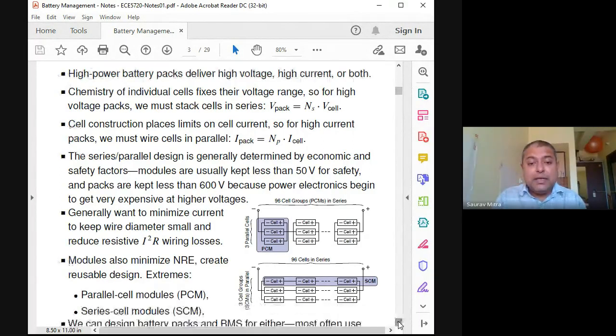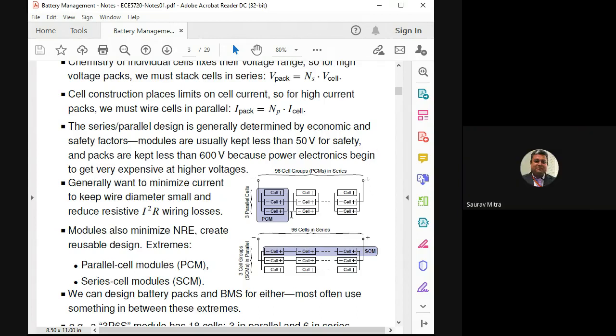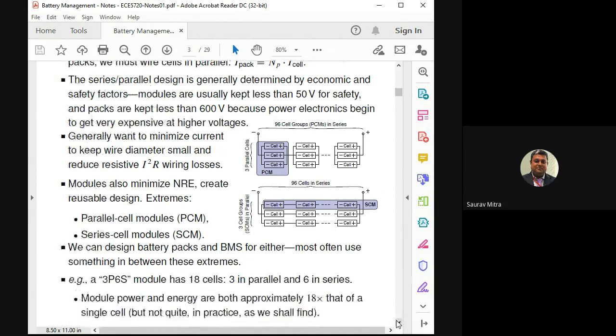So you can see here 96 cell groups, PCMs, in series. Likewise, here are 3 cell groups, SCMs, in parallel, so 3 parallel cells, and 3 cells in series, and all of these are in parallel. There are many different kinds of topologies. Topology means how the batteries are connected to each other to give the net output voltage, plus and minus, across these two points. That is discussed here, so you can go through the different topologies.